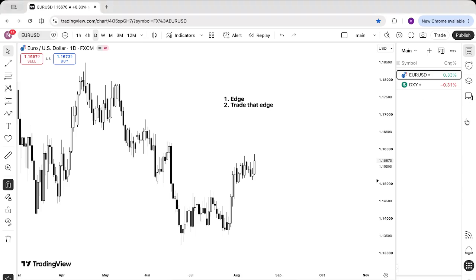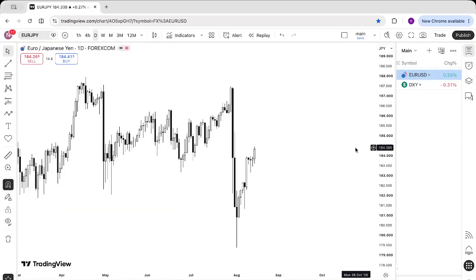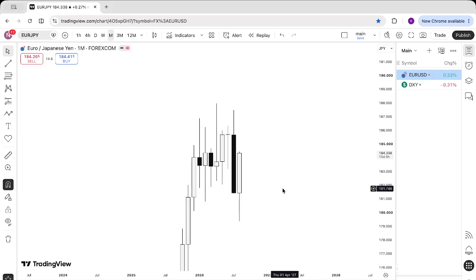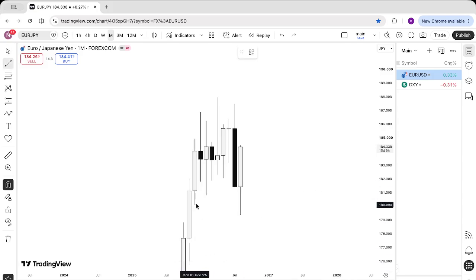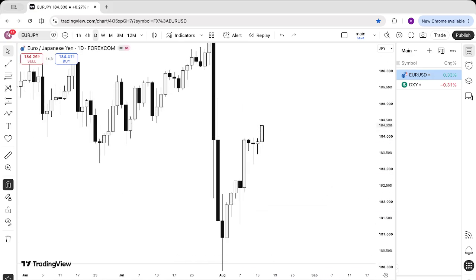You look at Euro JPY. Looks bullish. Getting a monthly gap. Nothing on a weekly, daily. We had a daily gap. Looks good for higher.